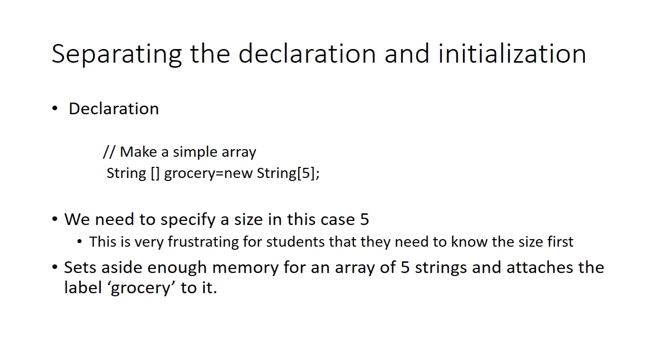This is the declaration for the array. It's a string array with 5 elements. Notice we have to say how many elements there are, which is the array size. And that allows the computer to set aside enough memory for an array of 5 strings and attaches the label grocery to them. The variable name is the label on the memory that's being used.